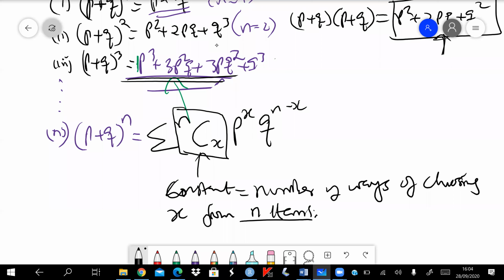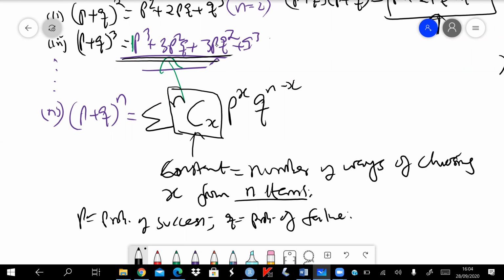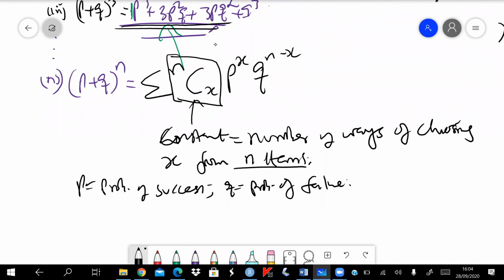You'll be using your calculator to obtain that, but there's a formula which you may not be interested in now. Then of course, p is the probability of success as defined earlier. q is the probability of failure. Then x is the number of success outcomes. And n is the number of trials.